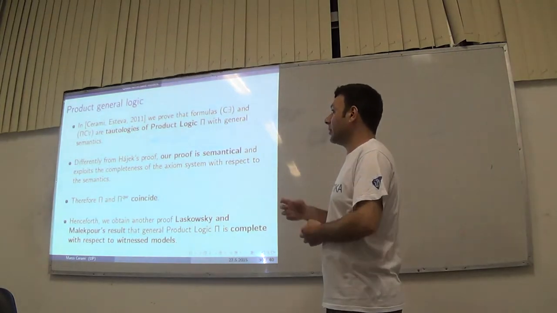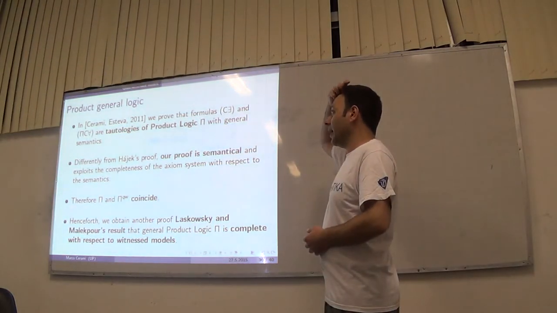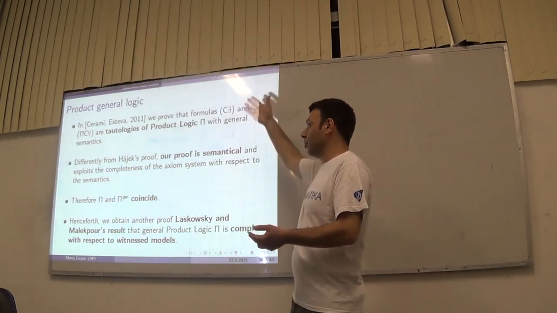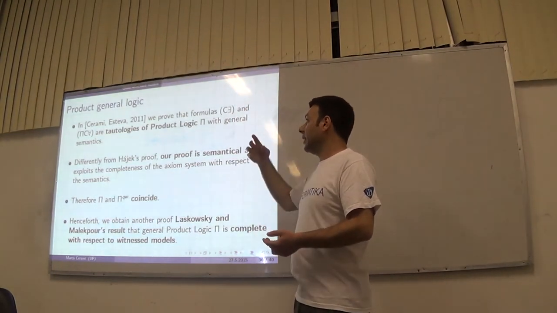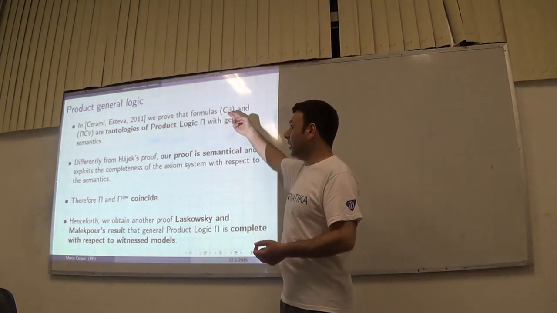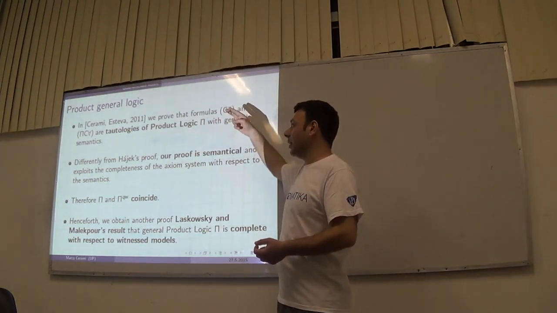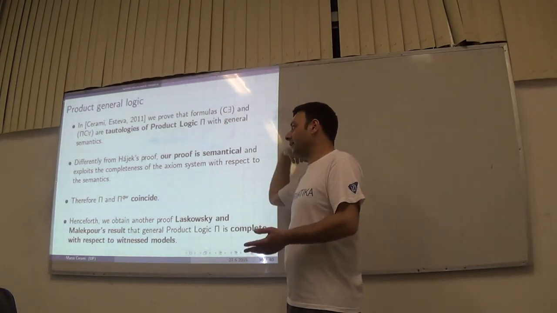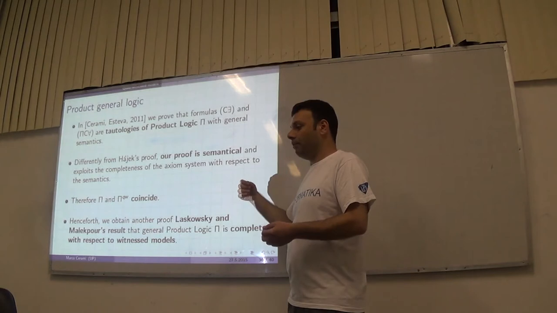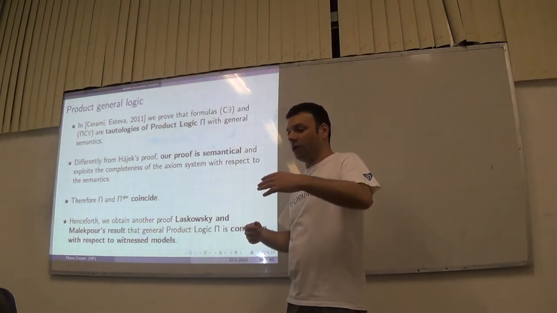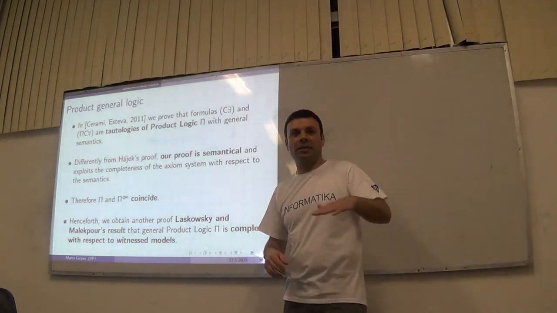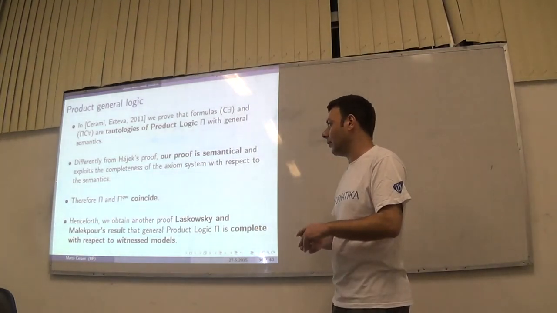We have proved also that product logic with general semantics: these axioms are tautologies of product logic with general semantics. Differently from Hájek's proof, we prove it in a semantic way. We were not able to find a syntactical derivation of these formulas.